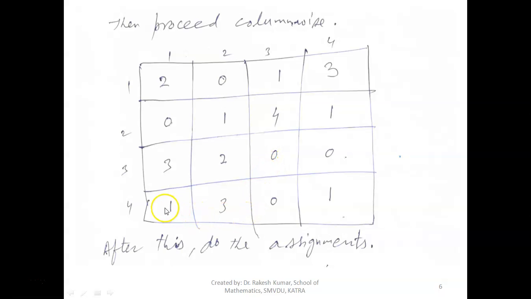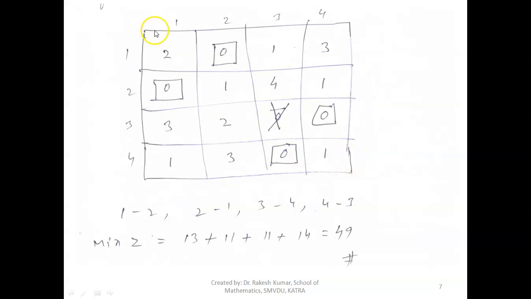Then after that, proceed column wise. First column, this 0 is assigned. Second column, this 0 is assigned. Third, this 0 is assigned and this is crossed. And now go to the fourth one. Yes, in the fourth column there is a single 0, put inside the square, and now all the assignments have been done, as we can see. I just said that if an assignment is made in a row, then go to its column, and if there is any other 0, cross it. This is simply a cross, nothing else.